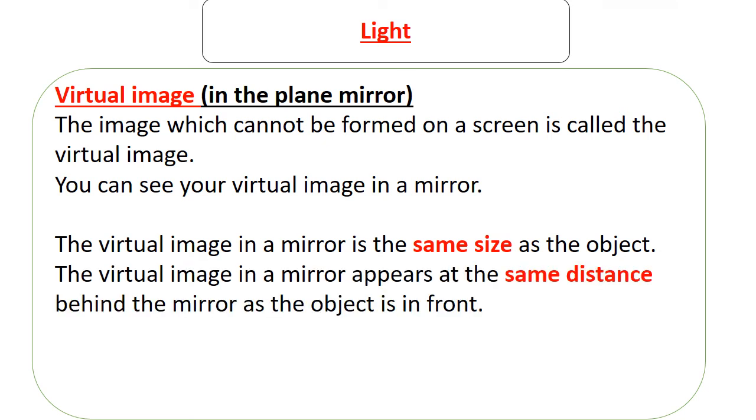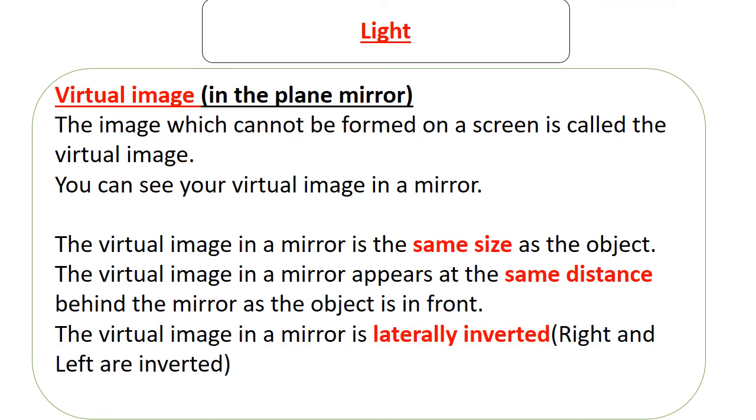The virtual image in a mirror appears at the same distance behind the mirror as the object is in front of the mirror. And finally, the virtual image in a mirror is laterally inverted. Laterally inverted means that right is left and left is right. For example, if this is a mirror and this is the real object, the virtual image will appear like that. So they are of the same size, the distances are the same, and they are laterally inverted.